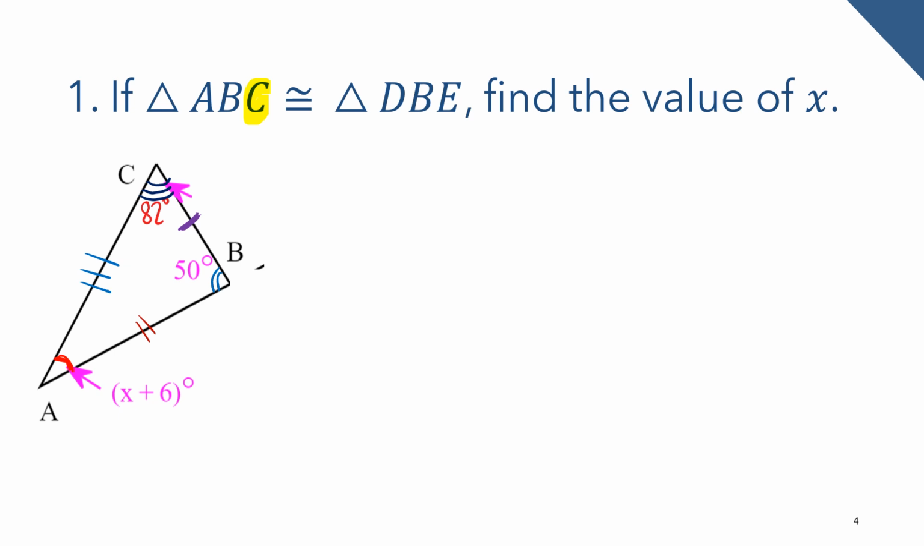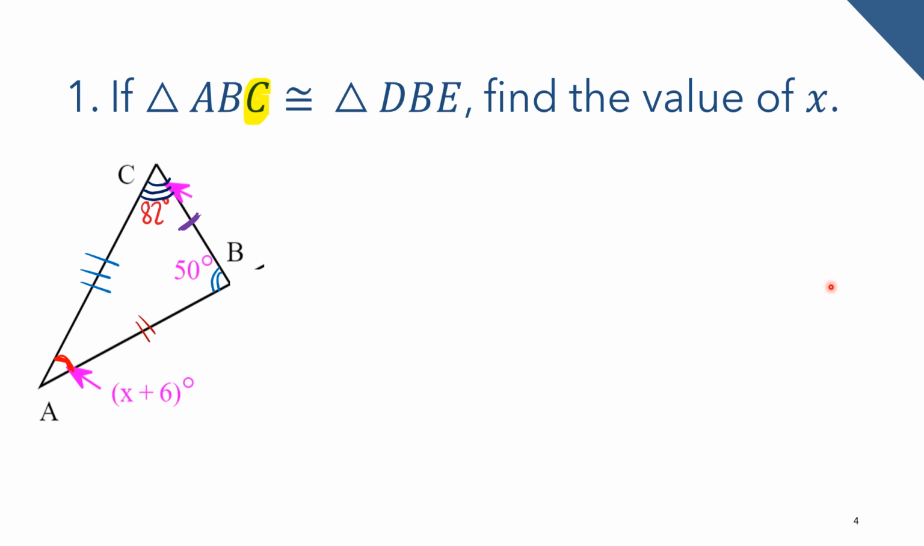The overall goal here is that we're trying to figure out the value of x. Now, we have this angle up here labeled. Let me switch to my laser pointer. We've got this angle at the top labeled 82 degrees. This one's labeled 50 degrees. And then this one at the bottom is x plus 6 degrees.